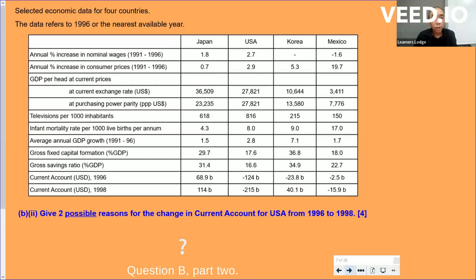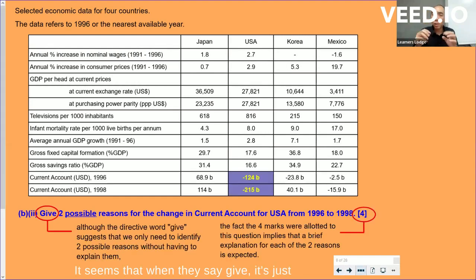For the next question, question B, part 2, the question says, give 2 possible reasons for the change in current account for USA from 1996 to 1998. So notice the directive word of this question is to say give. Give doesn't quite equal the word explain. It seems that when they say give, it's just identify 2 possible reasons without having to explain.